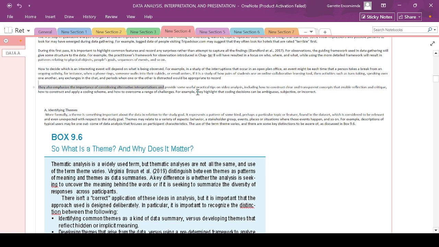So it also emphasizes the importance of alternative interpretation and provides some useful practical tips on video analysis. The reason why you want alternative interpretation is to avoid bias and to achieve triangulation, and that enables reflection and critique, how to construct and apply a coding scheme, and how to overcome a range of challenges. So in a way, you're failing early.